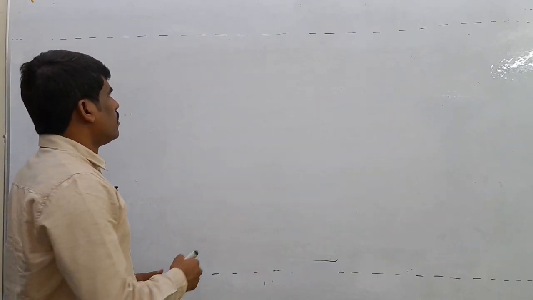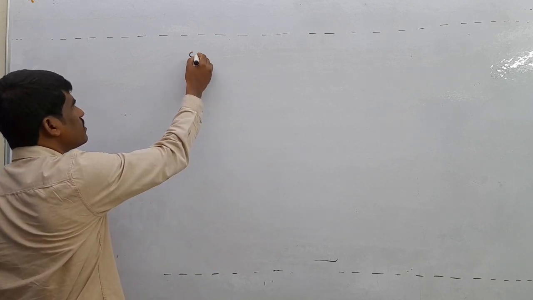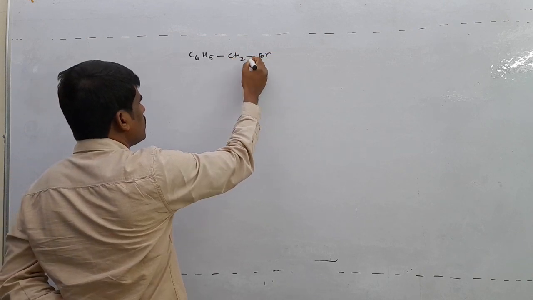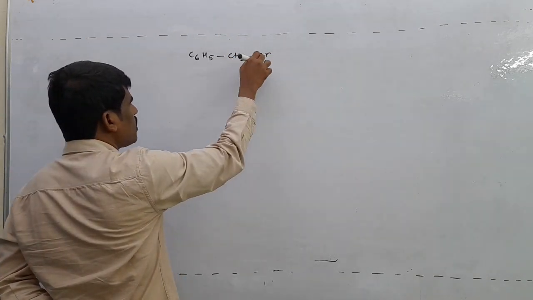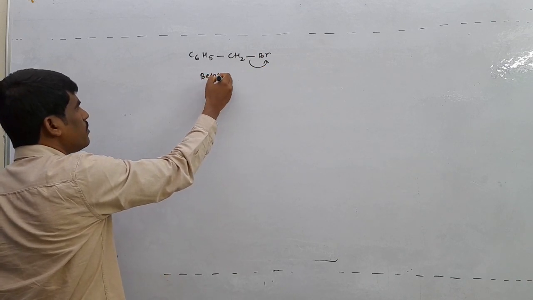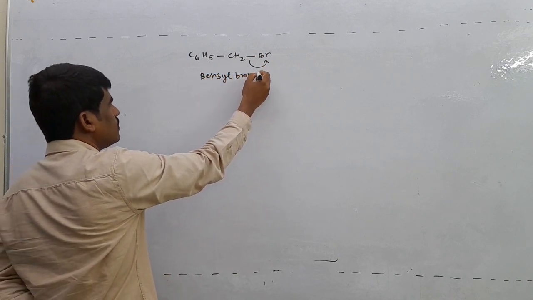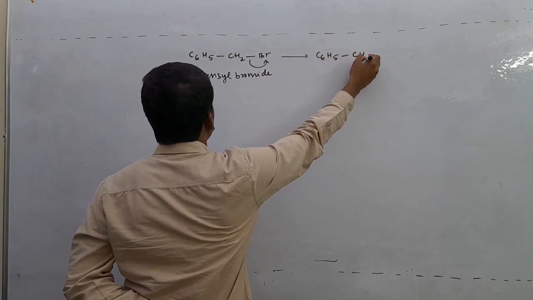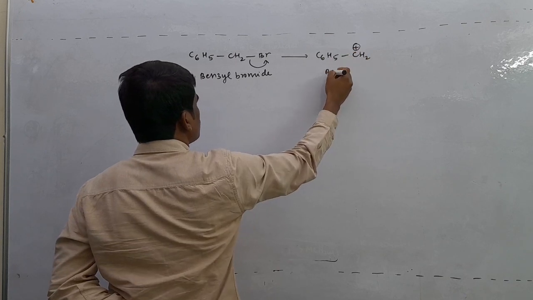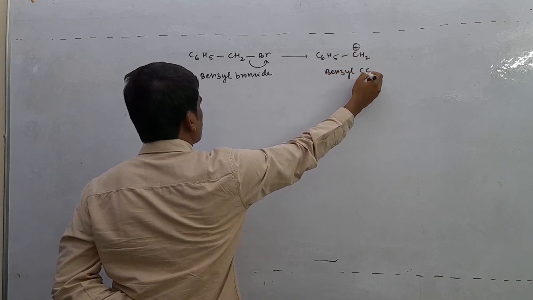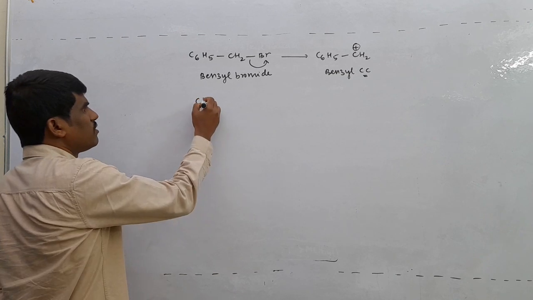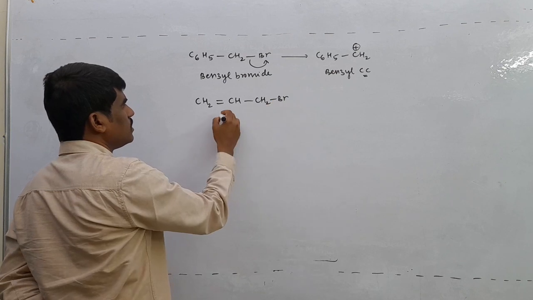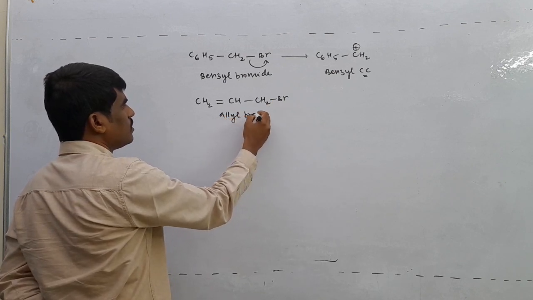Now, if I take C6H5CH2Br, it is going to polarize. We are going to break the bond. It is called benzyl bromide, right? And benzyl bromide is going to give the cation C6H5CH2+. It's called benzyl carbocation. In a similar way, CH2=CH-CH2Br is called allyl bromide.